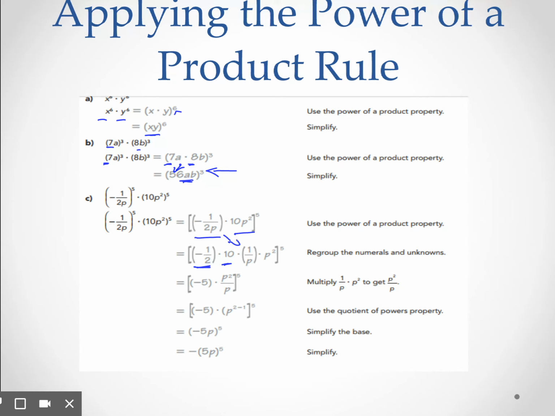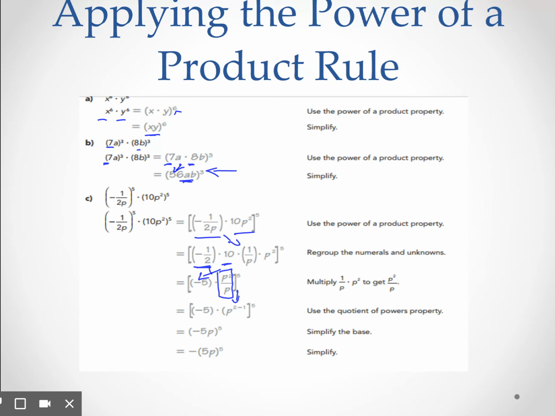So you do the multiplication here. Negative 1/2 times 10 becomes negative 5. And then 1 over p times p squared becomes p squared over p. Before we can go any further and do any more simplification, you're going to actually apply that quotient of powers property here to get that p squared divided by p into just one term.